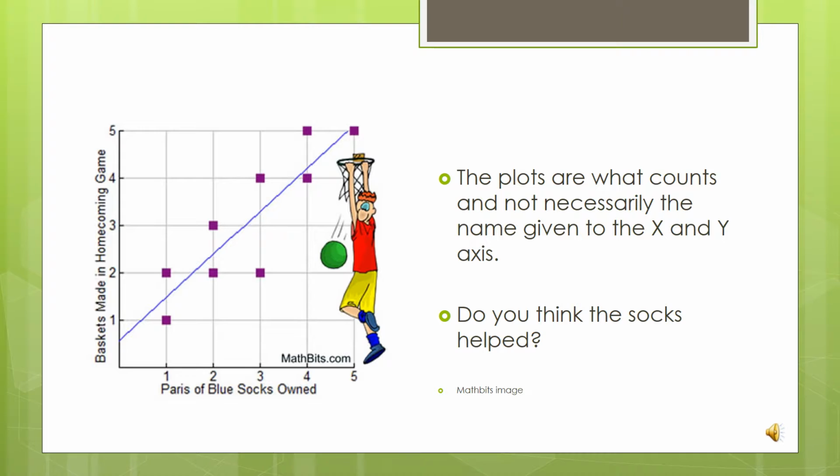Not all plots have good X or Y axis labels. It's the plots we're looking at, and I don't really think blue socks help you make more baskets. But this is still a fairly strong correlation.